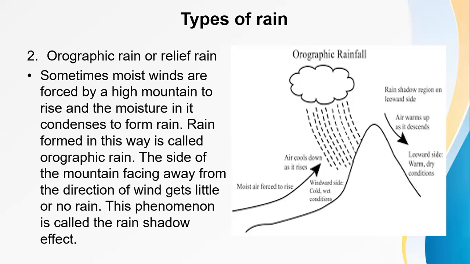The side of the mountain facing away from the direction of the winds gets little or no rain, because the rising of the moist air and the condensation happen on the other part, so the rain falls there, but the other side of the mountain remains dry. This phenomenon is called the rain shadow effect, where one side experiences rainfall and the other doesn't. As you can see in the diagram, this is the formation of orographic rainfall.